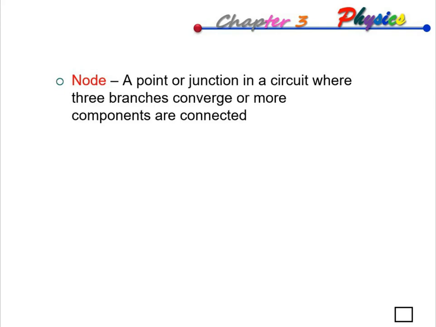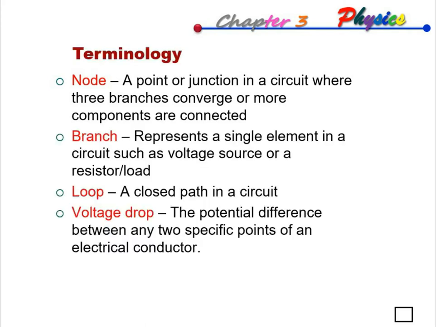First, we need to identify or know the terminology of this circuit or this Kirchhoff. First is the node. A node is a point or junction in a circuit where three branches or more components are connected. A branch represents a single element in a circuit such as a voltage source, resistor or load.